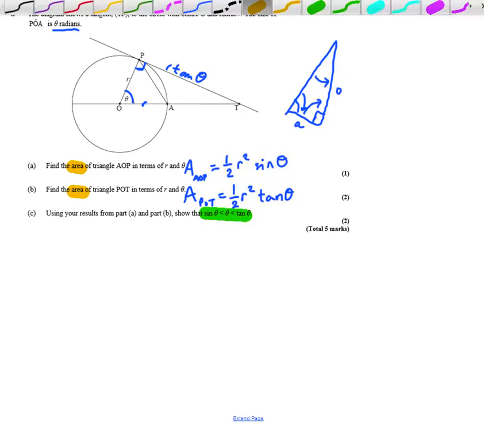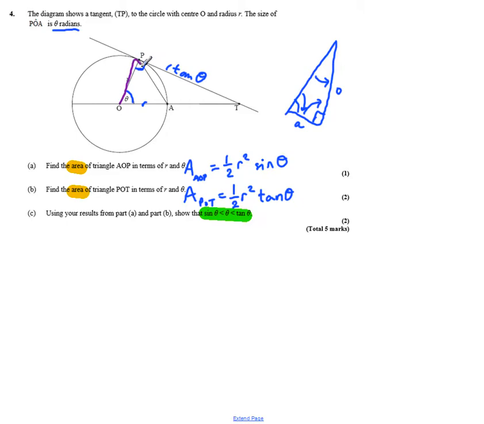What could that be? Once you start thinking along these terms, you notice that you've got the area of this triangle and the area of this triangle, and there is actually a shape which is in between them, and that shape is the sector of the circle. So let's try working out what the area of the sector is. Well, the area of the sector is going to be half r squared theta, when theta is in radians.